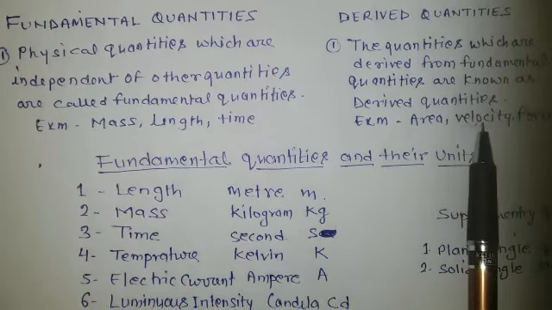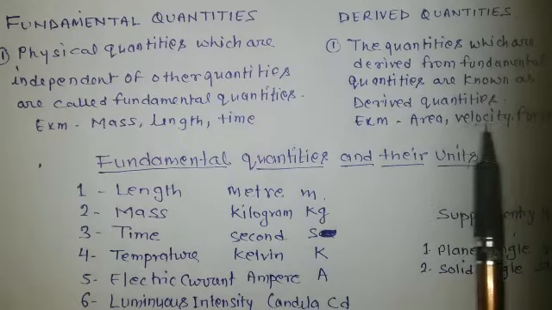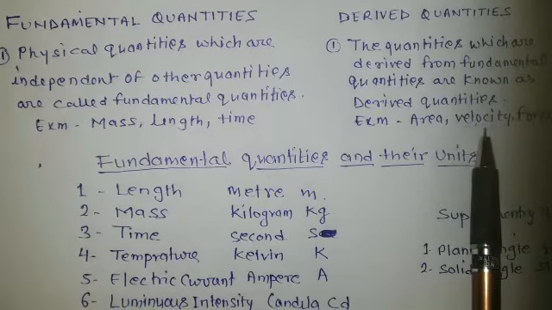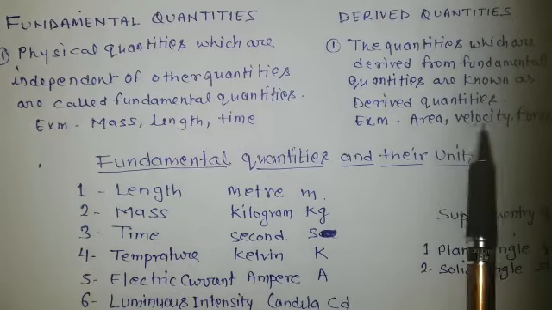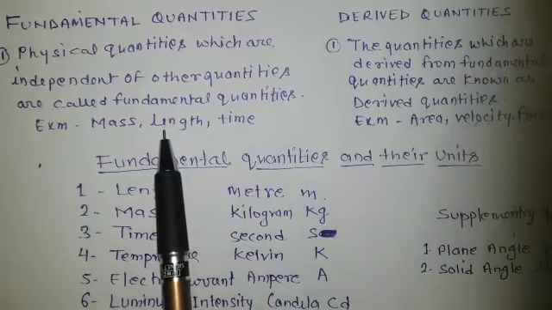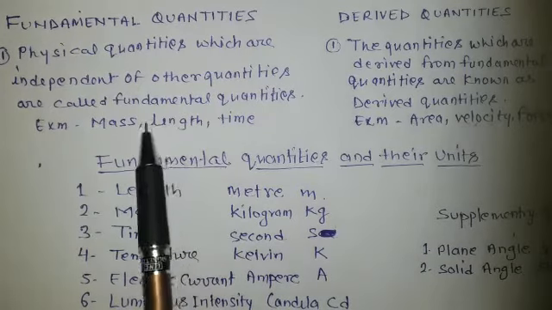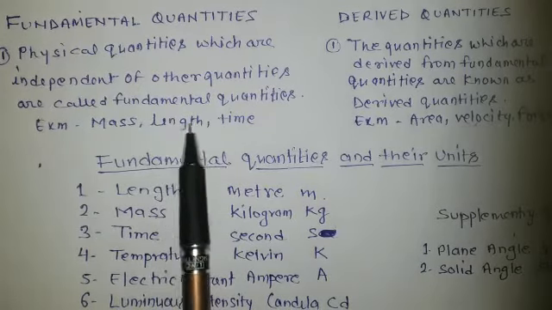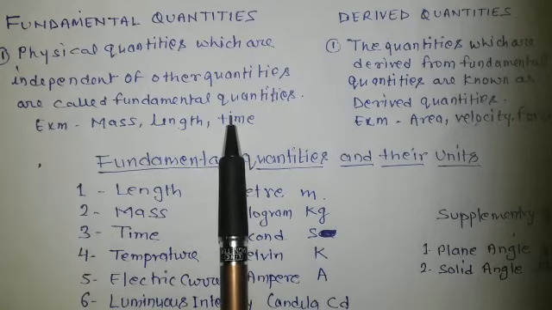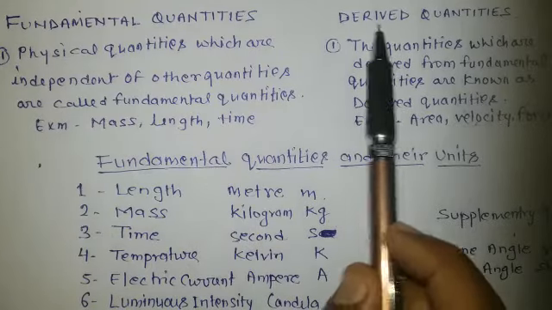Similarly, coming to the next, that is velocity. We know that velocity is equal to displacement per unit time. So velocity is a quantity which depends on length as well as on time. So again it is a derived quantity.